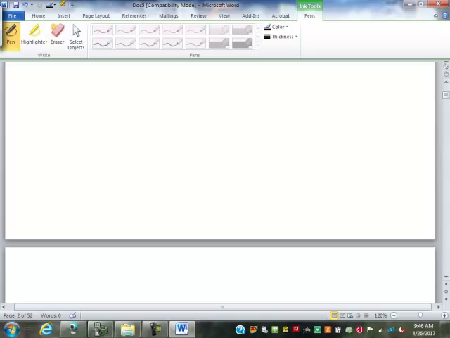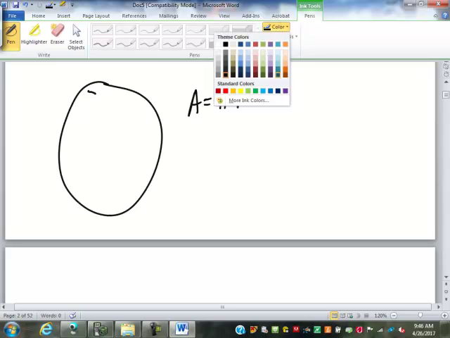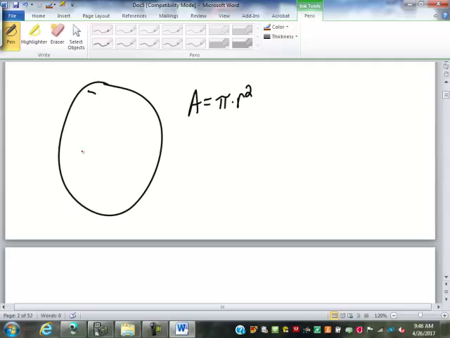How about a circle? Anybody remember the formula for the area of a circle? It involves pi again. It's pi times radius squared. Now I'm going to show you where that formula comes from.